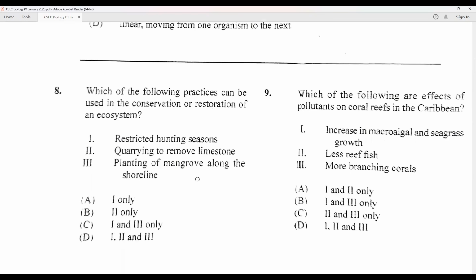Question 8. Which of the following practices can be used in the conservation or restoration of an ecosystem? Restricted hunting season, quarrying to remove limestone, planting of mangrove along the shoreline? 1 and 3 are feasible, so we are looking at 1 and 3, which is C.